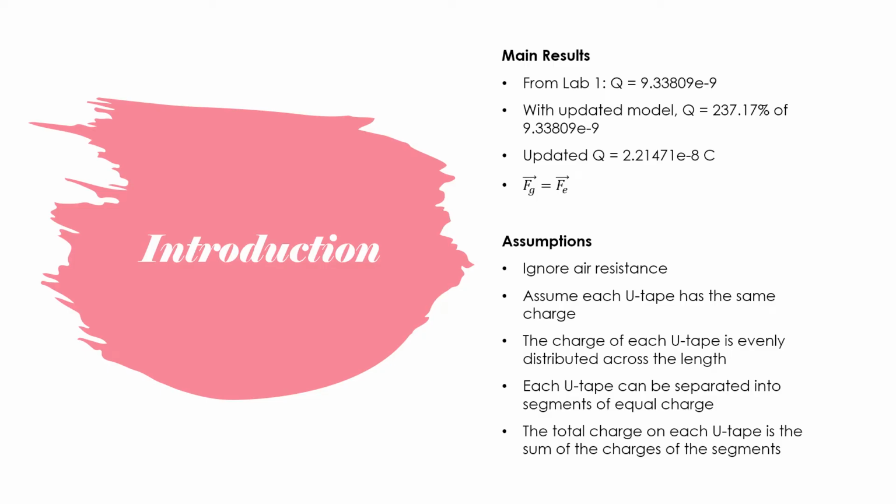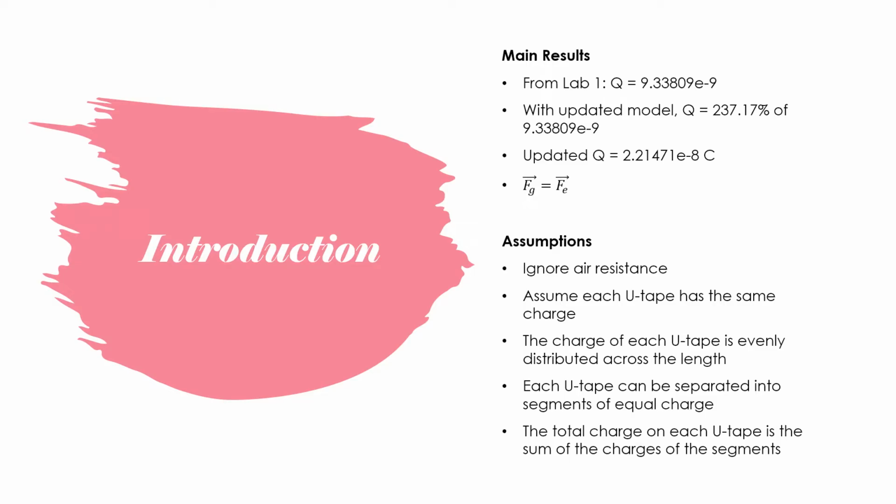In Lab 1, I found that the charge on the tape was 9.3 times 10 to the negative 9th coulombs. With the updated model, I ended up finding that the charge was 237% of that, which is 2.2 times 10 to the negative 8th coulombs. And also, once again, the magnitude of the force of gravity will have to be equal to the magnitude of the electric force. The assumptions are as follows.